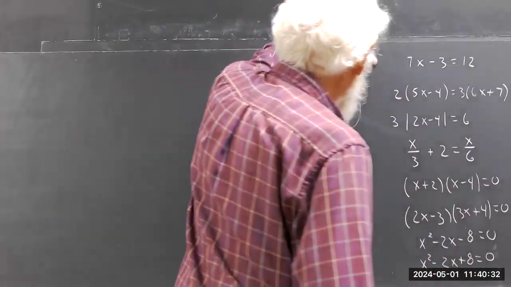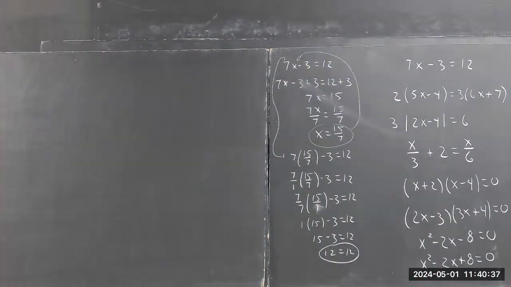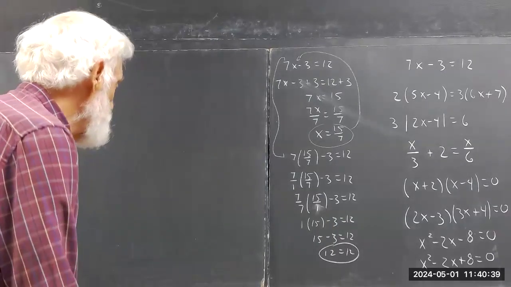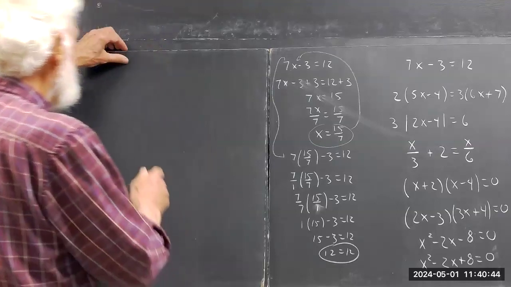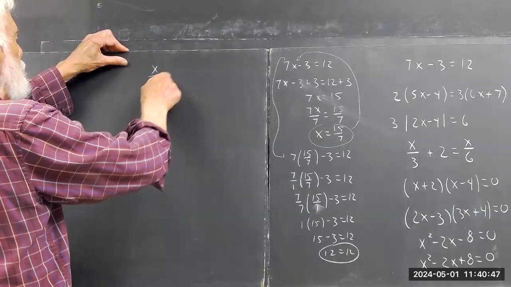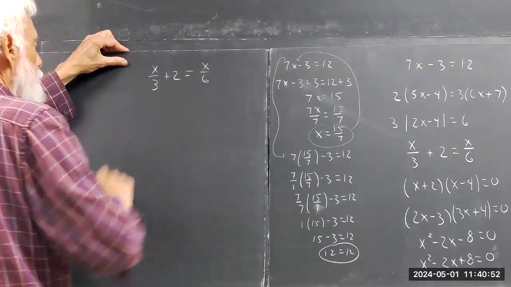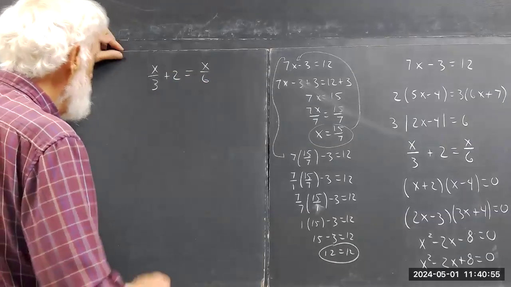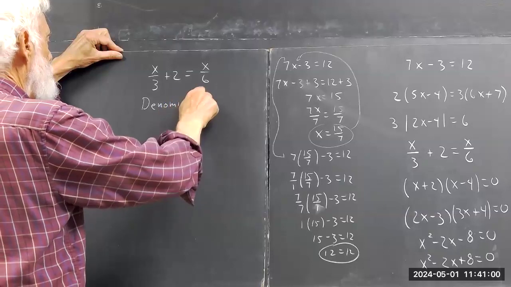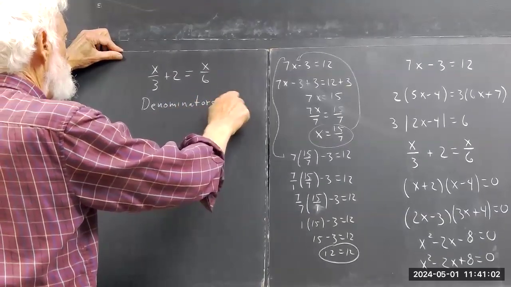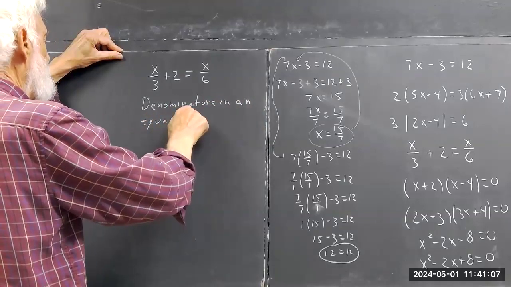Here we go. Look at our problems. Everything we should work out. Okay, so we have the equation x over 3 plus 2 equals x over 6. We have denominators in an equation.